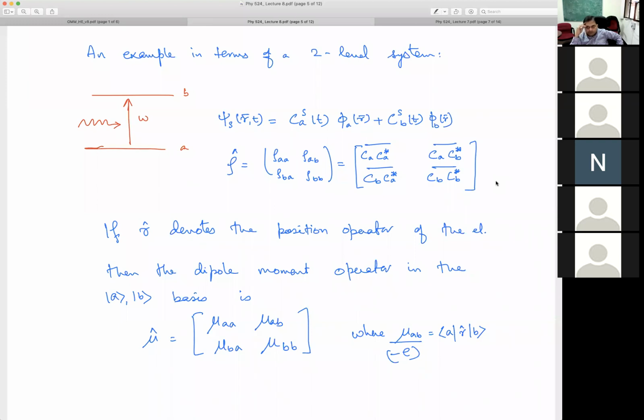So this is an example for a 2-level system. This is just to show that if I had a 3-level system, I'll have a 3x3 density matrix. If I had an n-level system, I'll have an n×n density matrix.